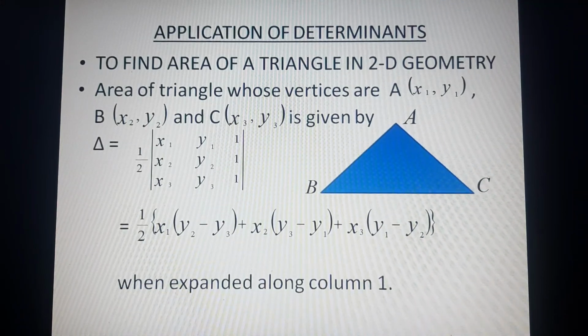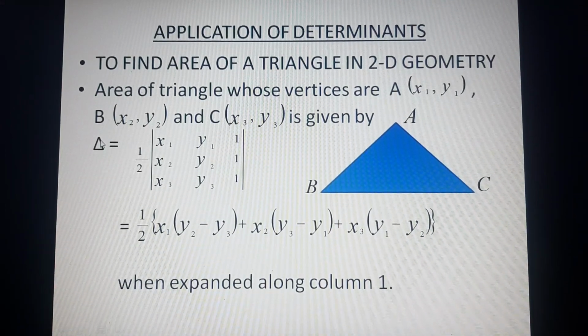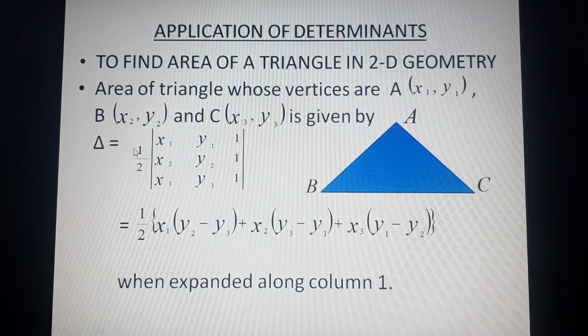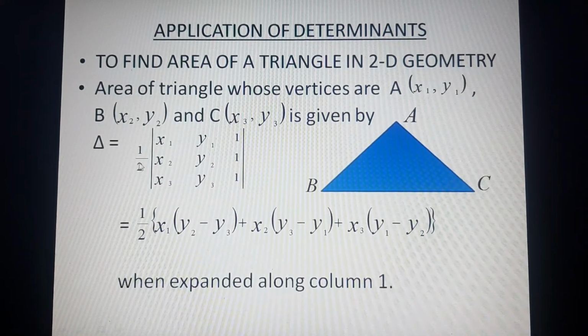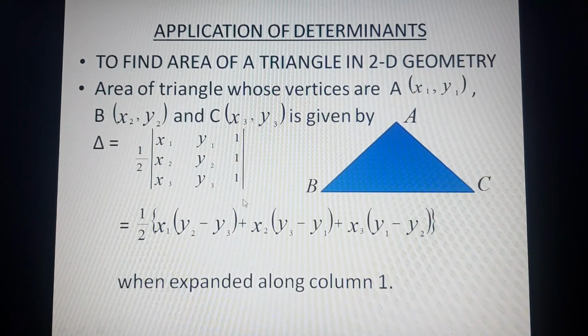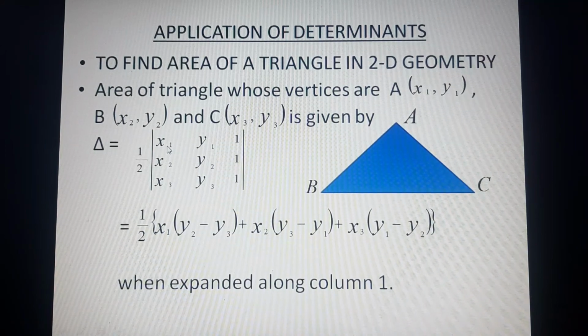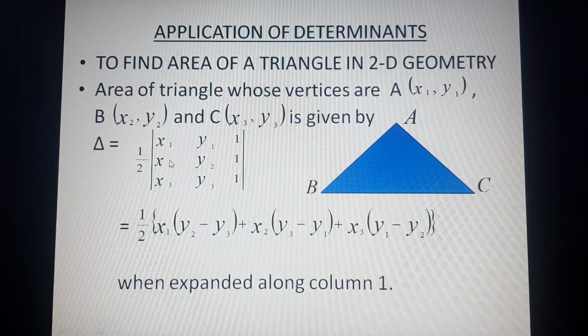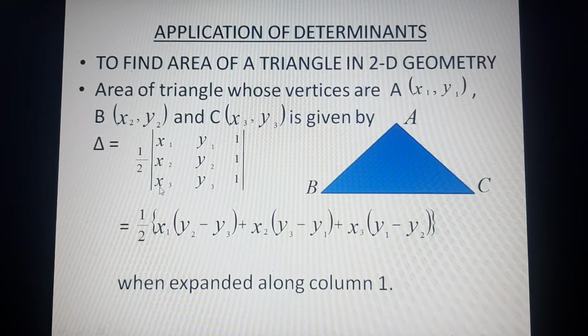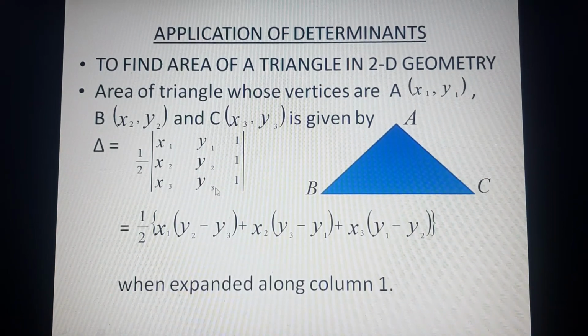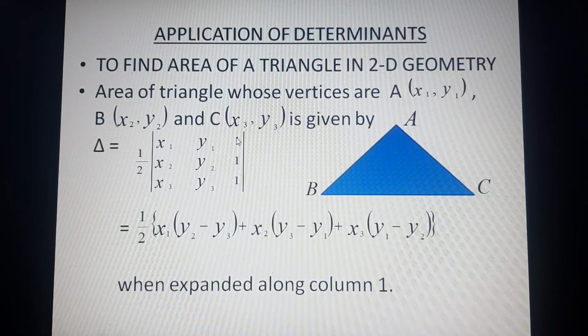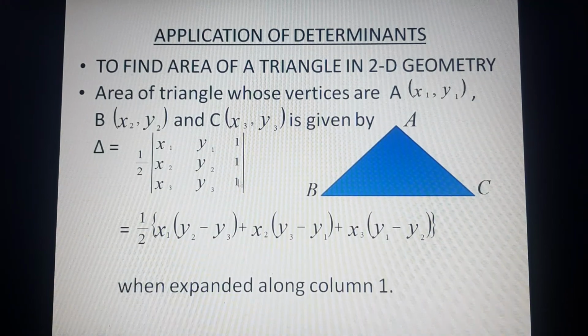This is represented by delta. Delta means the area of the triangle ABC. It is represented as half. Then the determinant, which includes the first row, x1 y1 is the first coordinate, x2 y2 is the second coordinate, and x3 y3 is the third coordinate in the third row, and the third column must be 1 1 1.